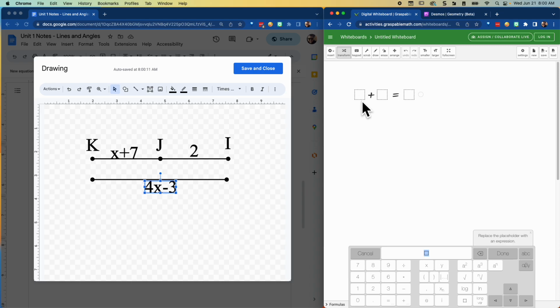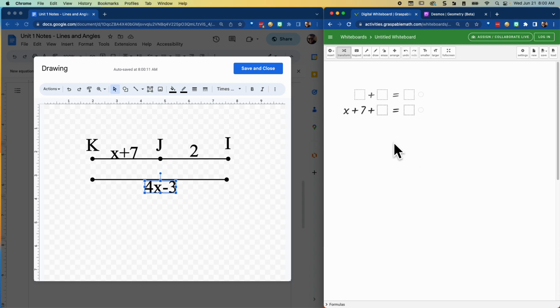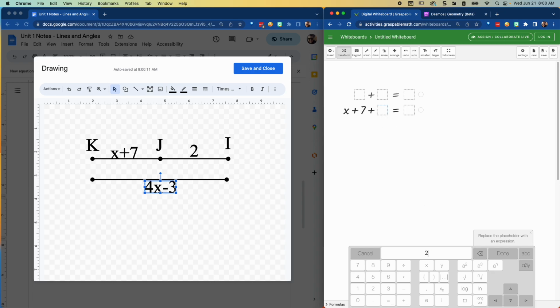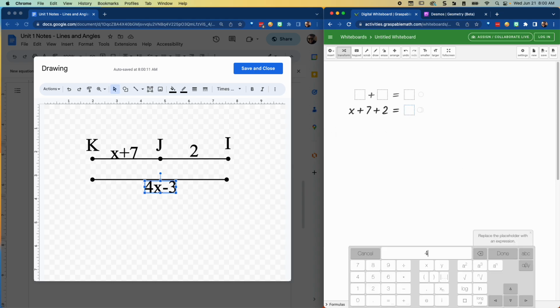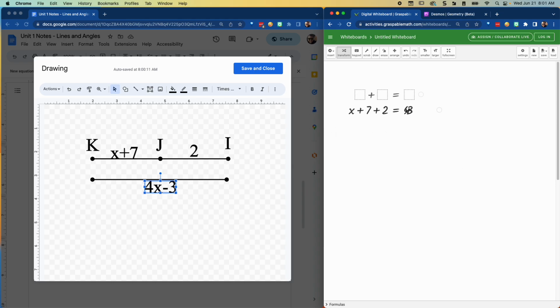Well, the two smaller ones happen to be x plus 7 and 2. And then we have for the full thing that is 4x minus 3. Awesome. So now I have x plus 9 equals 4x minus 3.